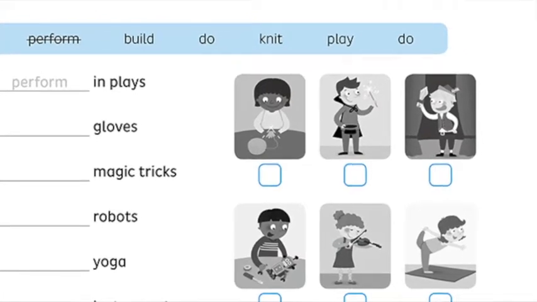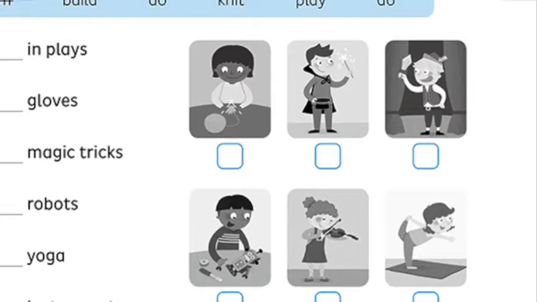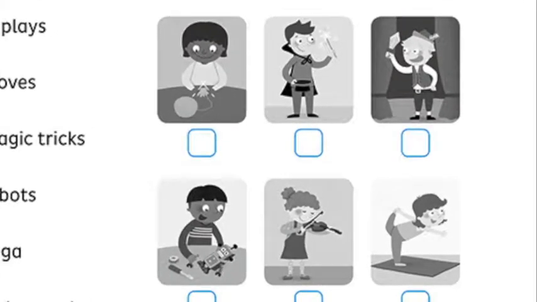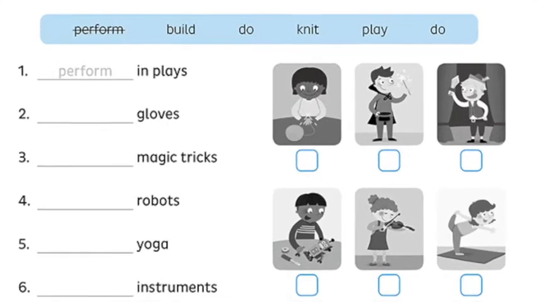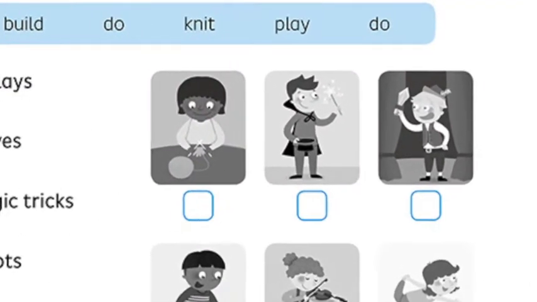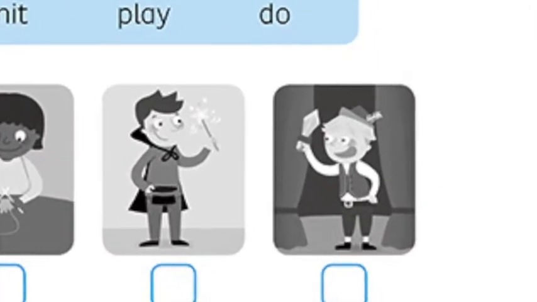So let's look at these pictures on the right. You'll want to go ahead and write the number 1. The number 1 will go to this picture here. So this is perform in plays. This is the drama club. Very good. So let's move on to number 2.